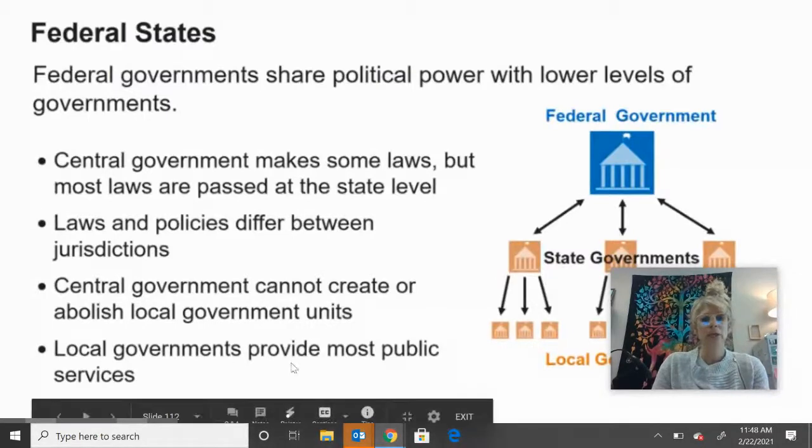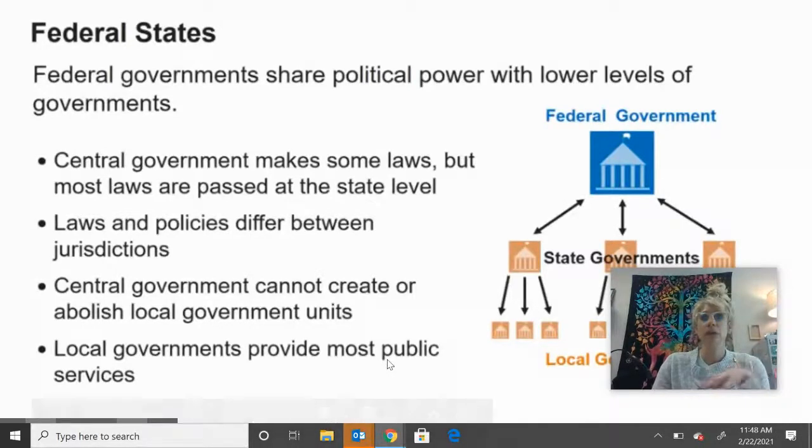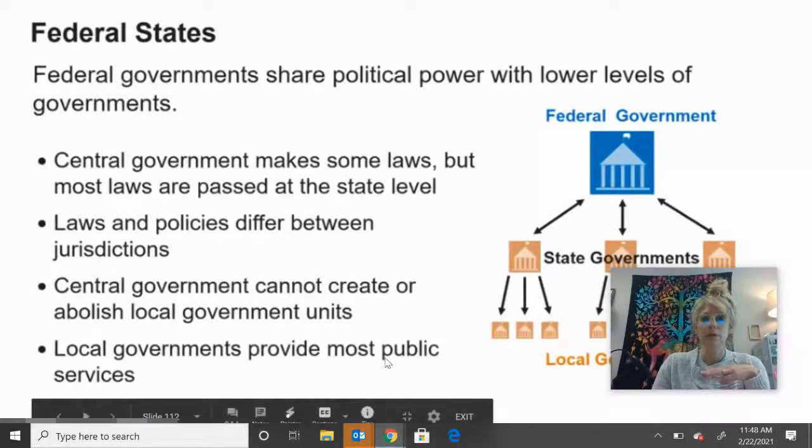Okay. And then local governments must provide most of those public services, right? So services that we have, usually here in Fountain or here in Colorado, are going to be done from a local level and not a national level.